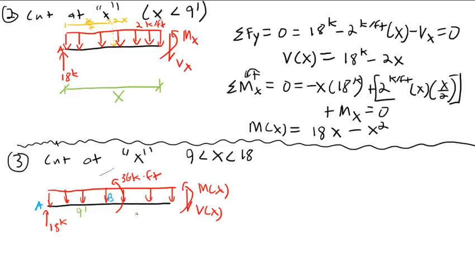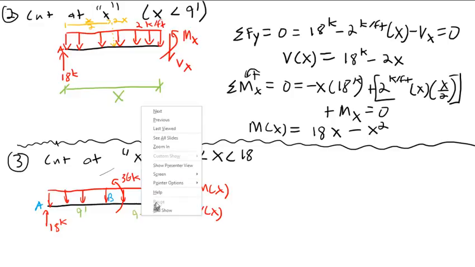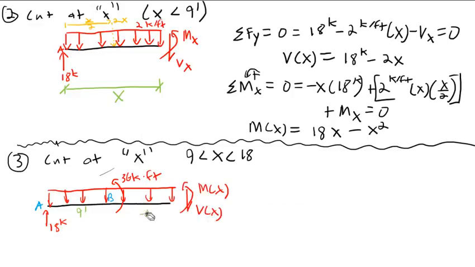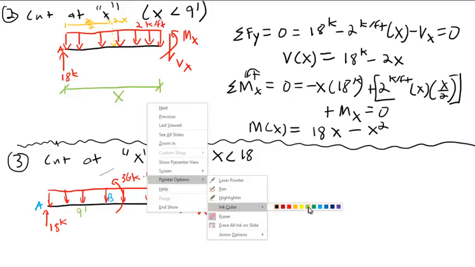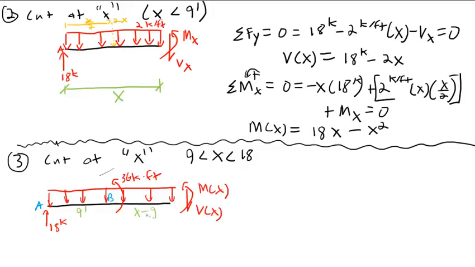And this would actually be x minus 9. Let me show you where x is. X minus 9 from here to the end, and this entire thing is x. Why did we include the 36 kip feet in the first? Because we were cutting somewhere between A and B. We never make a cut right at a discontinuity. We cover some point in between, okay?